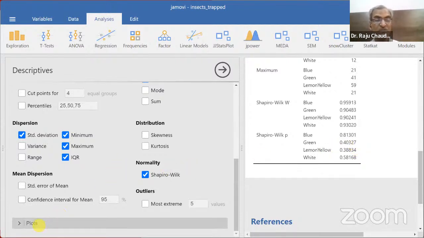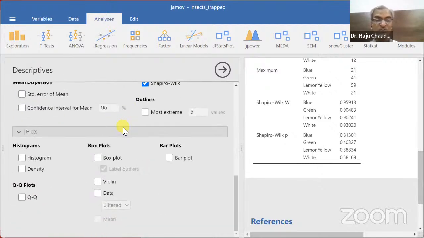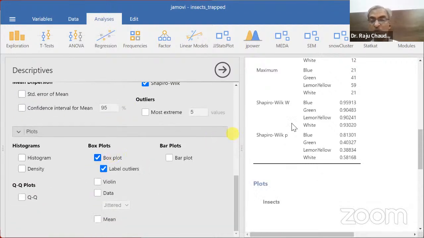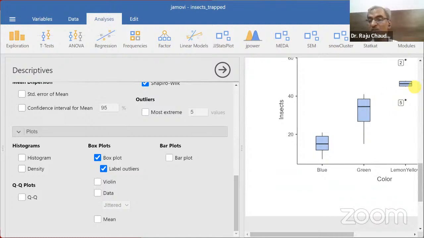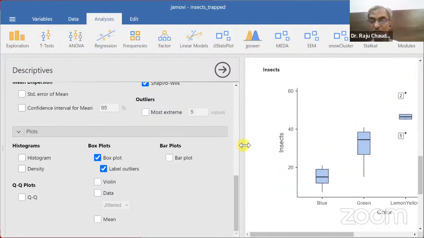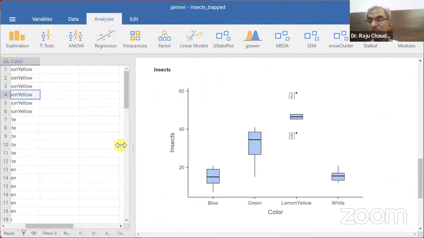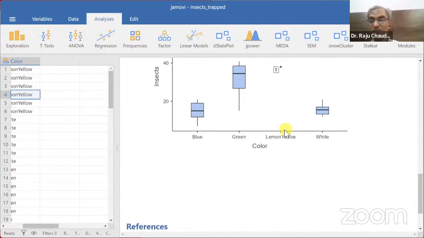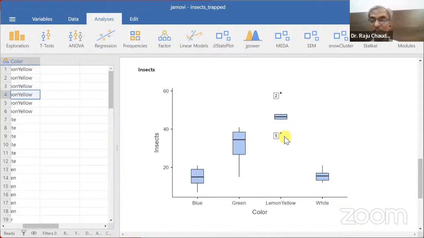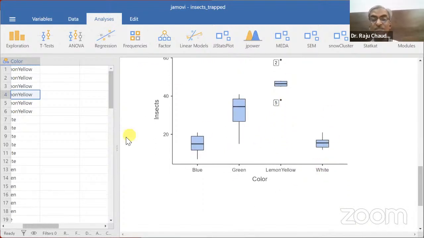So this is how we can use. Then you can go for the plots also, right? We can use a box plot. So these are the box plots. So look at this. At some places we have the outliers also. See, in the third case, there are two outliers, right? And you can see the box plot.